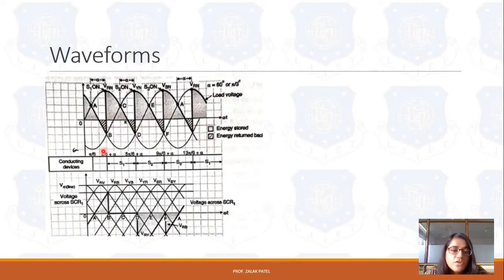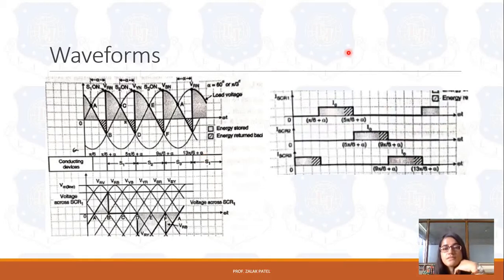So you can see that from pi by 6 plus alpha to 5 pi by 6 plus alpha, SCR1 will operate. From 5 pi by 6 plus alpha to 9 pi by 6 plus alpha, SCR2 will be operated, and same way up to 13 pi by 6 plus alpha, SCR3 will be operated. So this is the voltage waveform of SCR1, SCR2 and SCR3. We can also form the current waveform for the same. This is the current waveform.